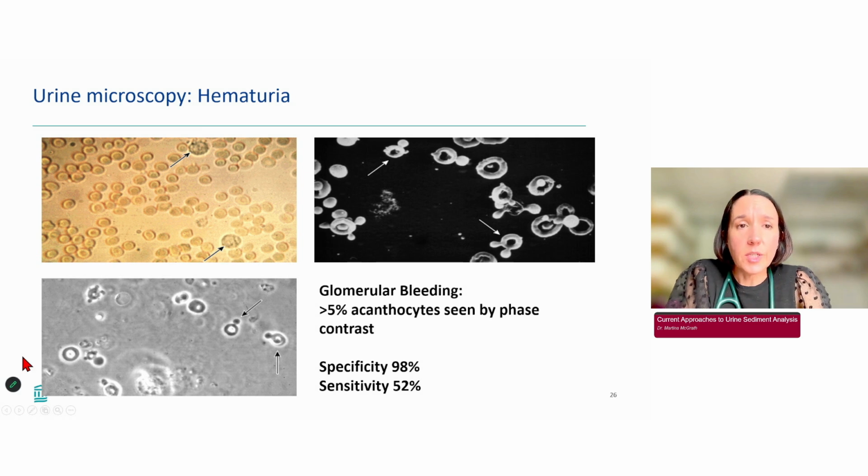However, of renal interest when we talk about microscopic hematuria, what we are really interested in is the presence of acanthocytes. So when there are greater than 5% acanthocytes in a urine field, this is highly specific for glomerular bleeding. And again, showing you some more images of acanthocytes across phase microscopy. So a specificity of about 98% and a sensitivity of 52%.